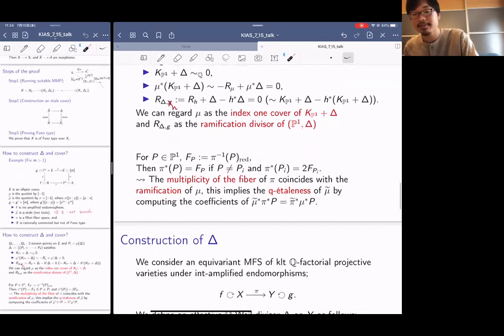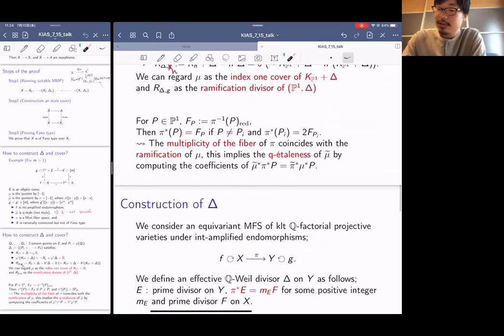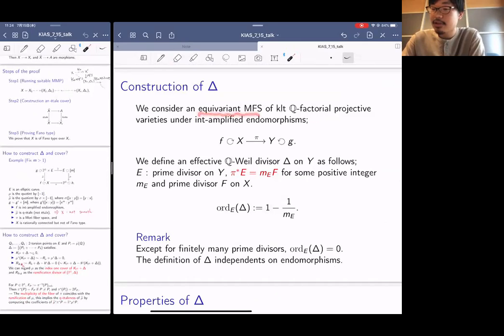Next, we construct delta. We consider an equivariant modifiable space pi of KLT Q-factorial projective varieties and int-amplified endomorphisms. So X and Y are KLT Q-factorial projective varieties, and F and G are int-amplified endomorphisms. And this pi is a modifiable space. In this case, we define an effective Q-divisor delta on Y as follows. Let E be a prime divisor on Y. Then pi pullback E is equal to ME times F for some positive integer ME and prime divisor F on X, by using some property of modifiable space. Then we define order E of delta by 1 minus 1 over ME.